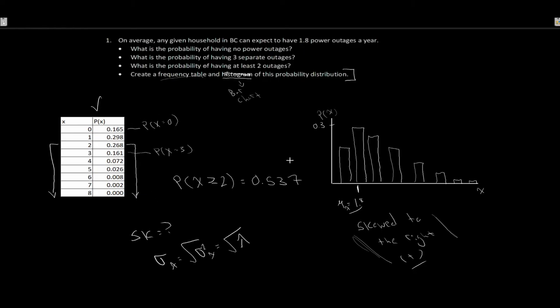But that does us for Poisson. A little bit of a work-through-it question. Let me know if you have any questions on any of our discrete random variables or our discrete probability distributions. This does us for today.